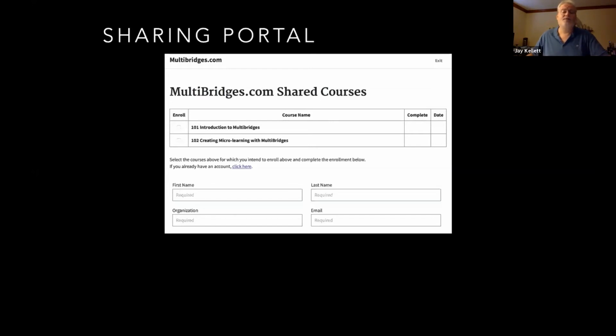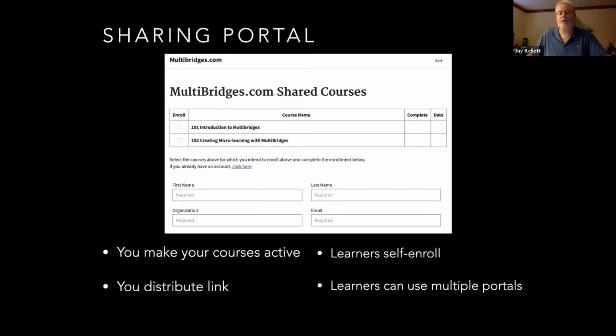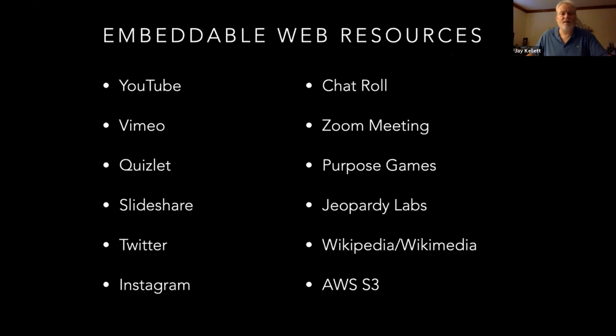There's also an anonymous registration option. So if you have content you want to share and you want to track users, but you don't necessarily need to collect their email or their names, or you're dealing with sensitive information where you just might not want to track that because of the subject matter, you can actually set up anonymous registration as well. So you still get reporting, you still get the numbers and get to see everything, but if people don't want to share their info, it's not going to make them share their info. So you make the courses active, you distribute the link, learners self-enroll, and learners can use multiple portals at a time.